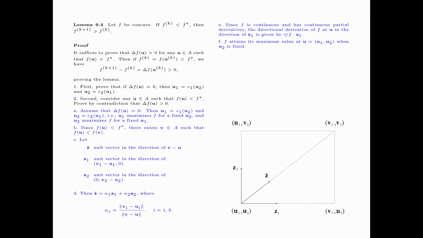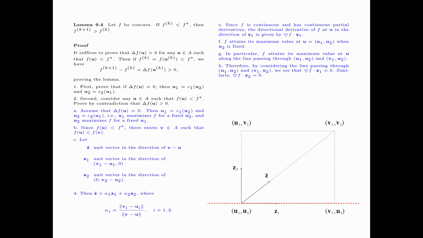Now f attains its maximum value at u equals (u1, u2) when u2 is fixed. In particular, f attains its maximum value at u along the line passing through (u1, u2) and (v1, v2). Therefore, by considering this line, we see that gradient f dot z1 is equal to 0.